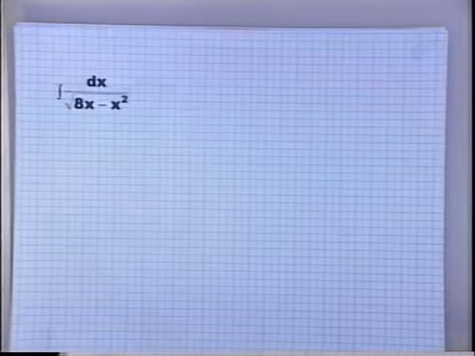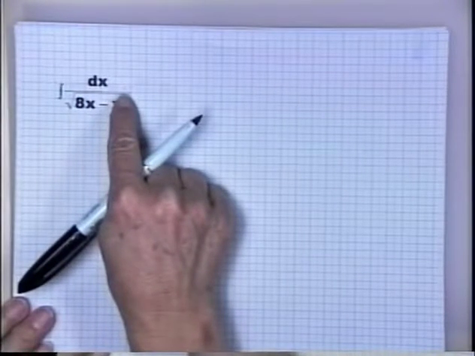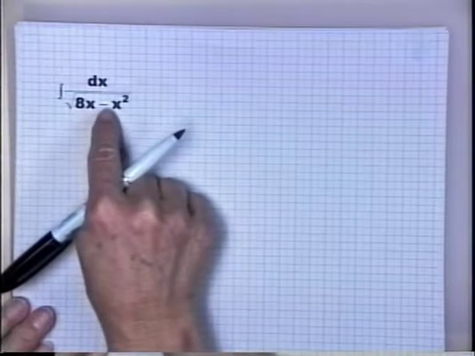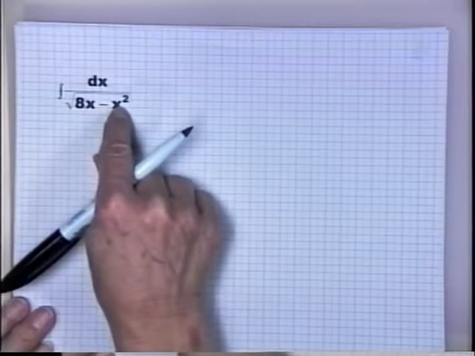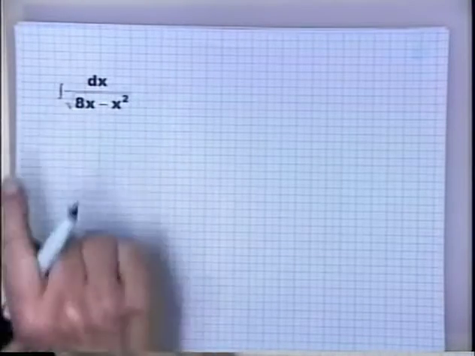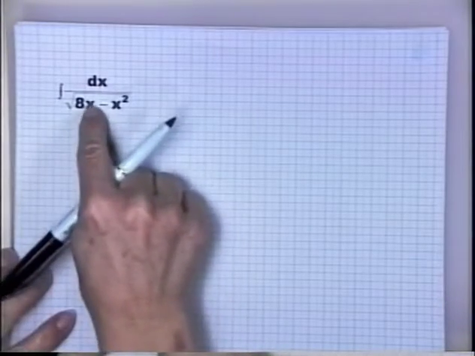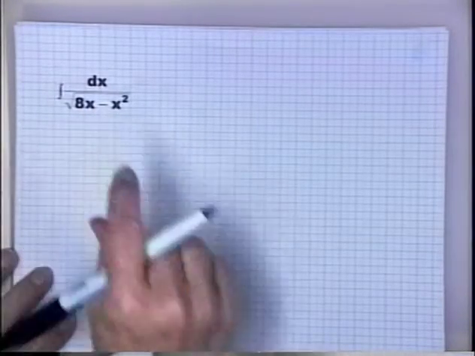Now, this one is the integral of dx divided by the square root of 8x minus x squared. Now, I want to show you here that I have a square root down here, so it's not going to be a log form. The derivative of the quantity under here would be 8 minus 2x. I don't have anything even close to that.